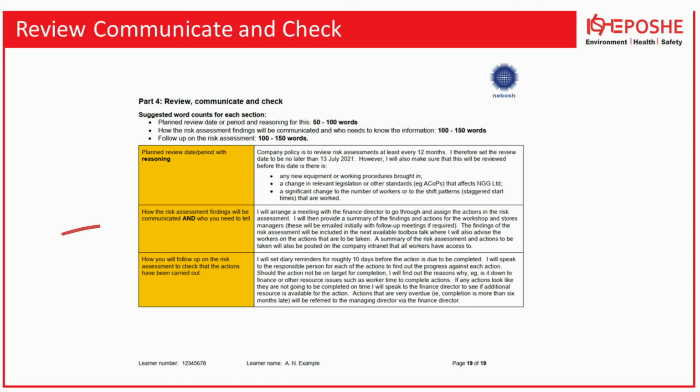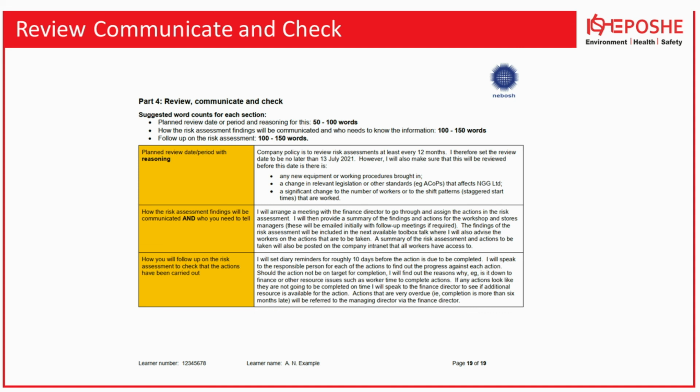In the next section, we are going to discuss communication. The word count for this section is 100 to 150 words. You must indicate how you are going to communicate the risk assessment findings. For this, you need to think about the various communication methods which may be adopted to communicate your findings. For example, notice board, toolbox talks, committee meetings, email and similar things. Refer IG1, Element 3, Various Communication Methods.